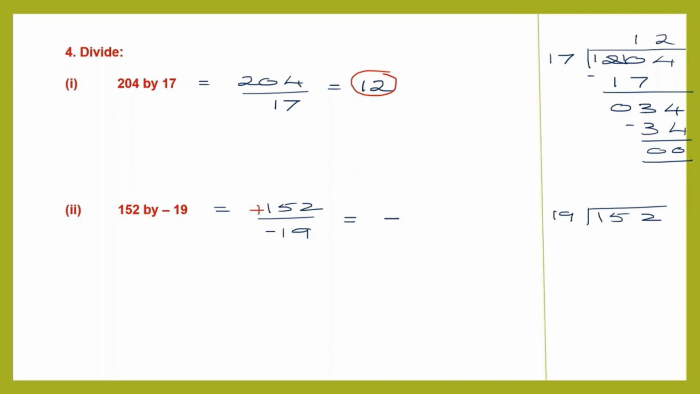Now we need to get a number close to 152 itself. So let's try 19 into, now let's try 8. 8 nines are 72, carry 7. 8 ones are 8 plus 7 is 15. So we have got 152. So we've got 19 into 8 itself is 152. So we can write that here. 19 into 8 is 152. And we can minus this. So when you subtract, you get 0. So we've got 8 as our answer. So let's write it here. So the final answer for this question is minus 8.